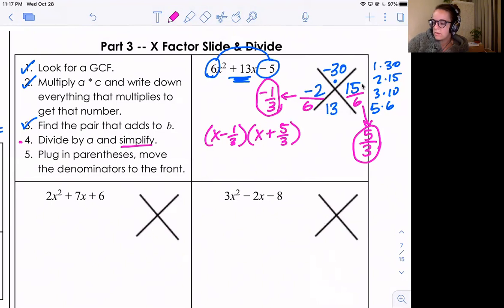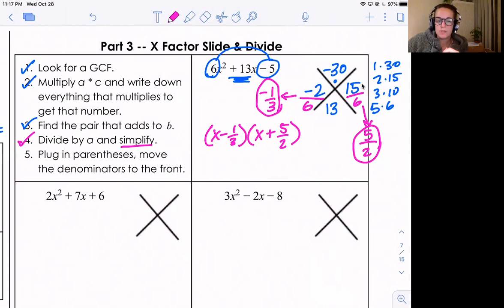So, oops, that's not 5/3. That'd be 5/2. There we go, 5/2. Because 6 divided by 3 would be 2, not 3. All right, so then that's step 4.